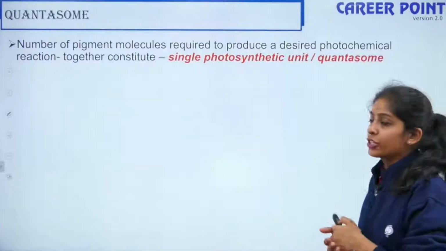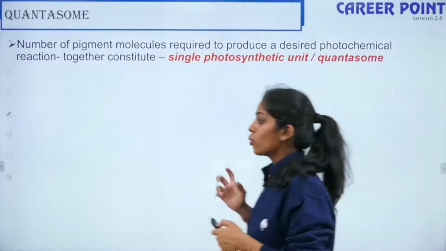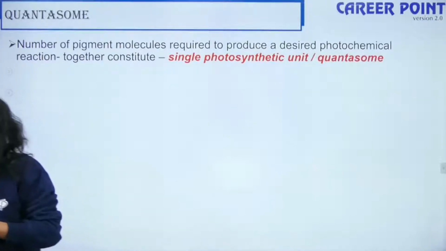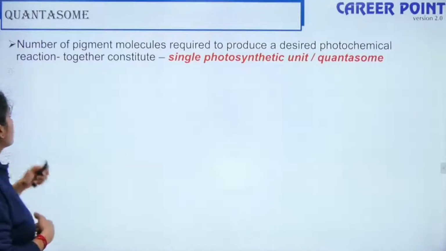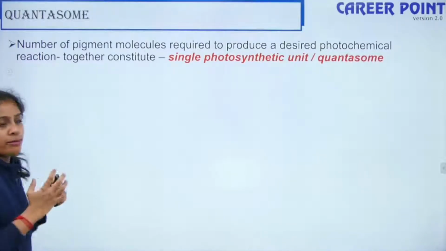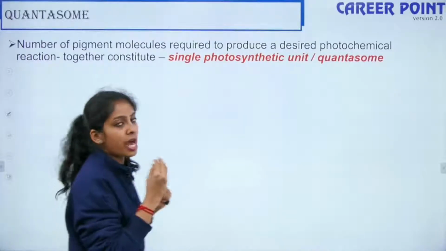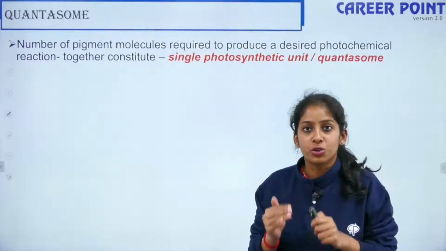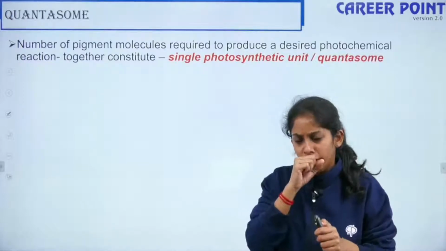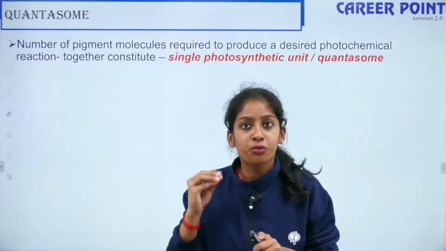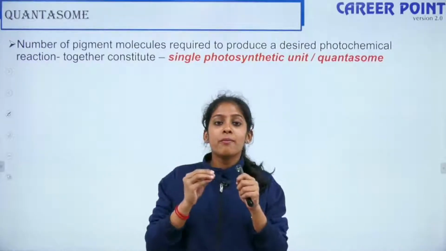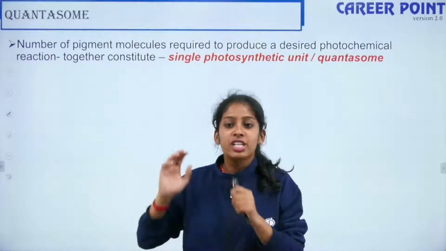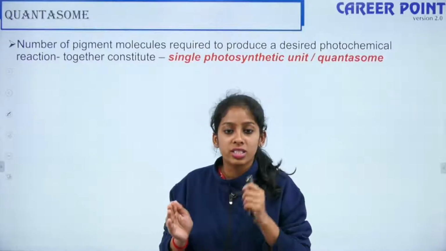Before we go to the chemiosmotic hypothesis, I want you to remember what a quantosome is. I should have told you about the quantosome much before, probably in the last class, but I am telling you now, so please pay attention. A quantosome is the number of pigment molecules required to produce a desired photochemical reaction. That is called a single photosynthetic unit or a quantosome. For example, there should be a minimum number of 2 to form a team. So the minimum number of pigment molecules present to initiate a photochemical reaction is called a quantosome or a single photosynthetic unit.